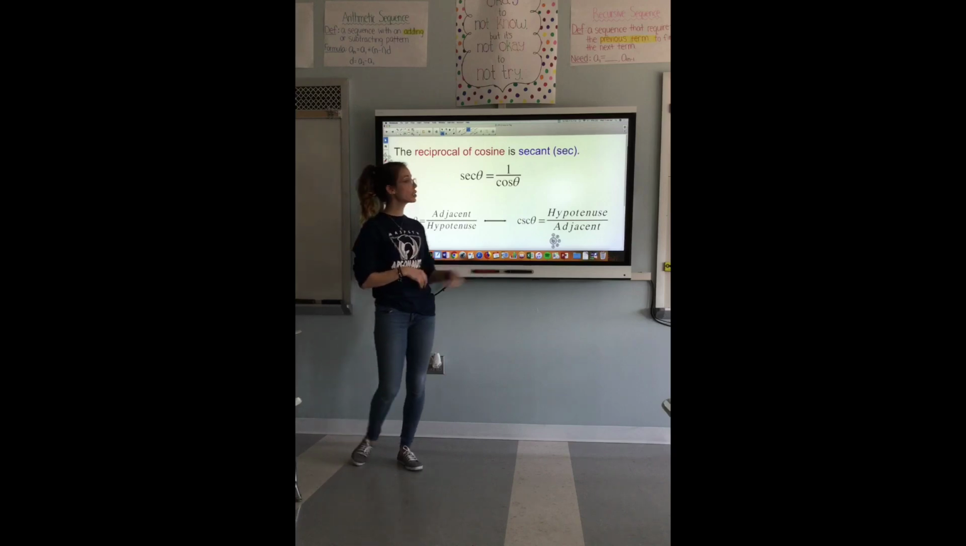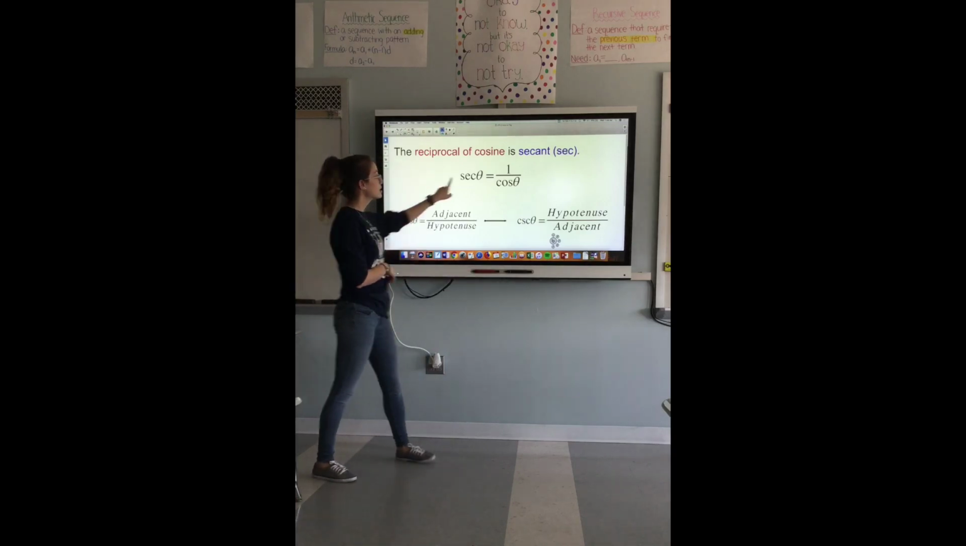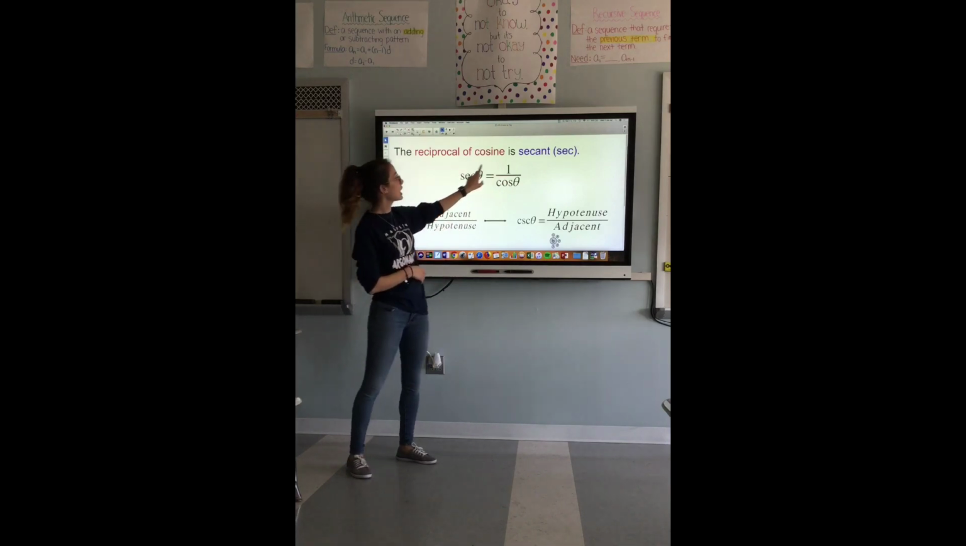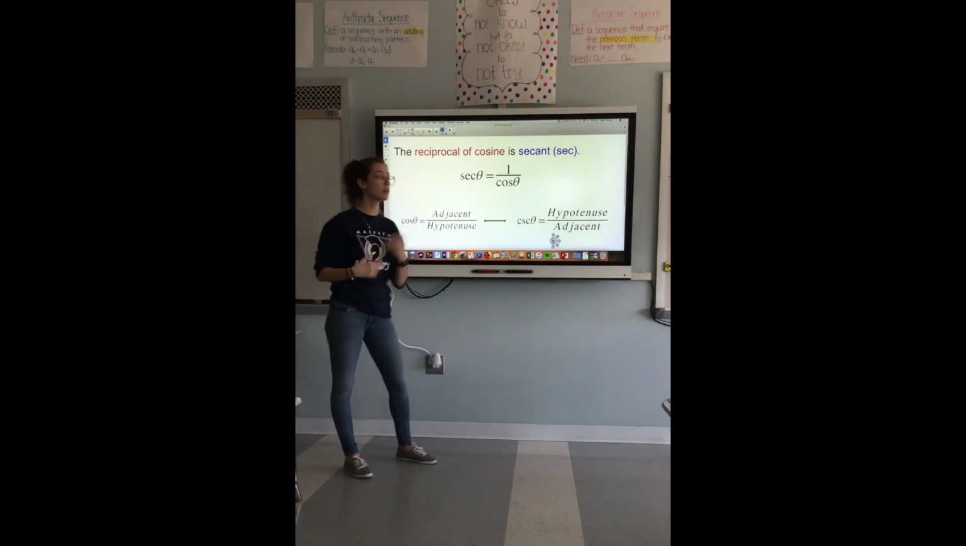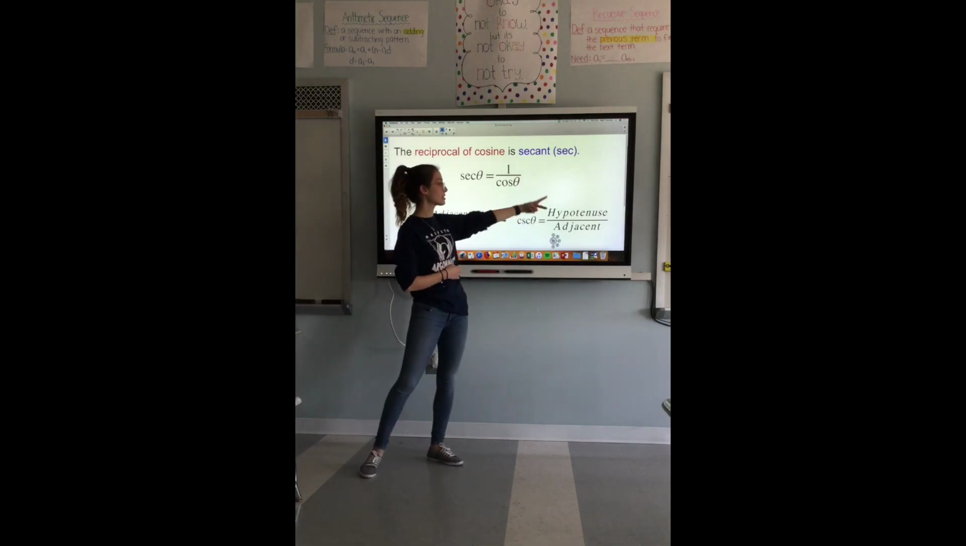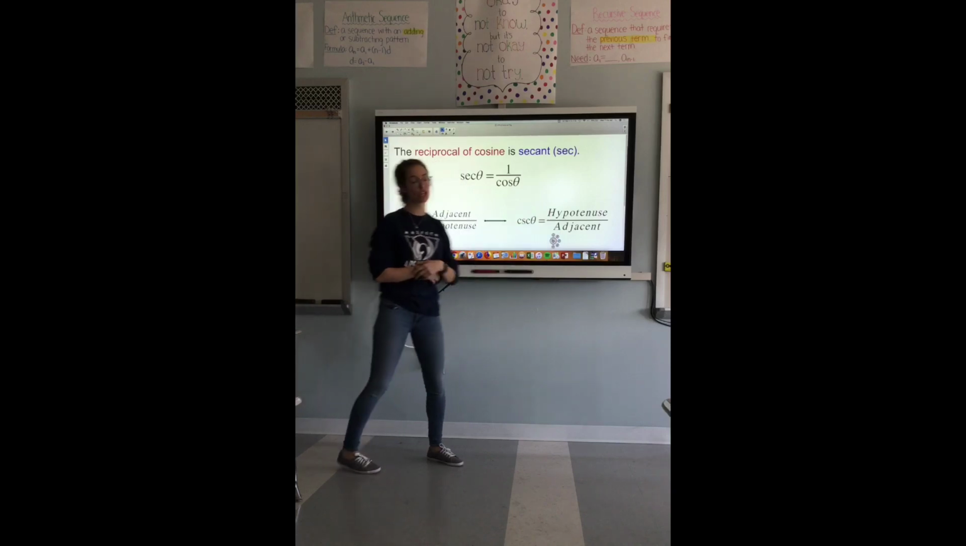Next reciprocal function is called secant. Secant is the reciprocal of cosine. So secant is equal to 1 over cosine. Or if cosine is adjacent over hypotenuse, you just kind of flip that. So the secant ratio is hypotenuse over adjacent.